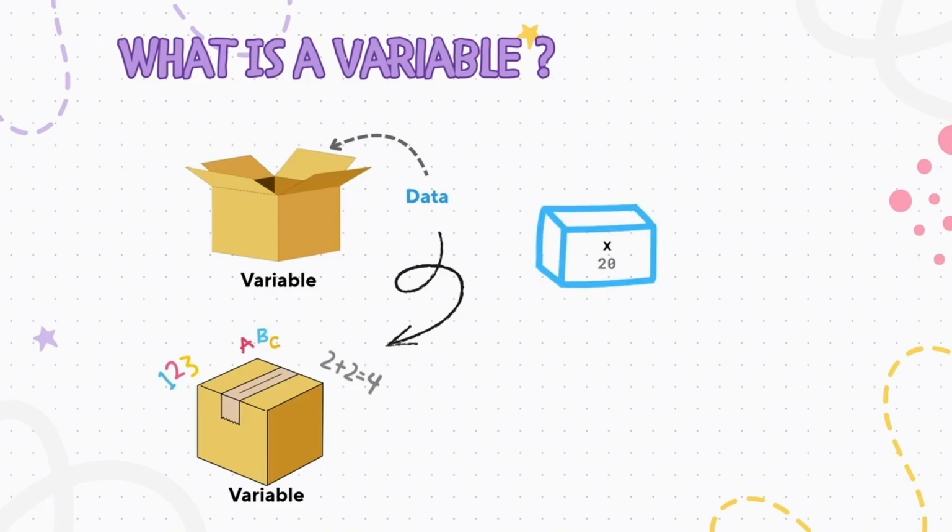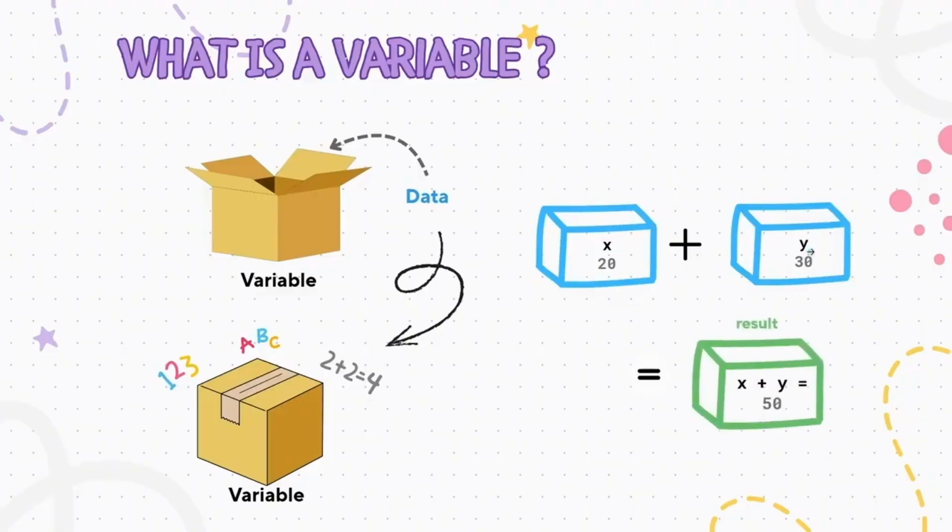Let's say x is a variable, a name that stores a value of 20. Next up, we use another variable, y, which stores a value of 30. And we use a basic arithmetic operation, that is adding these two variables. We can store the result in another variable, or use the values of these variables to perform an operation. So when we do x plus y, it gives us a result of 50 instead of doing 20 plus 30 every time.